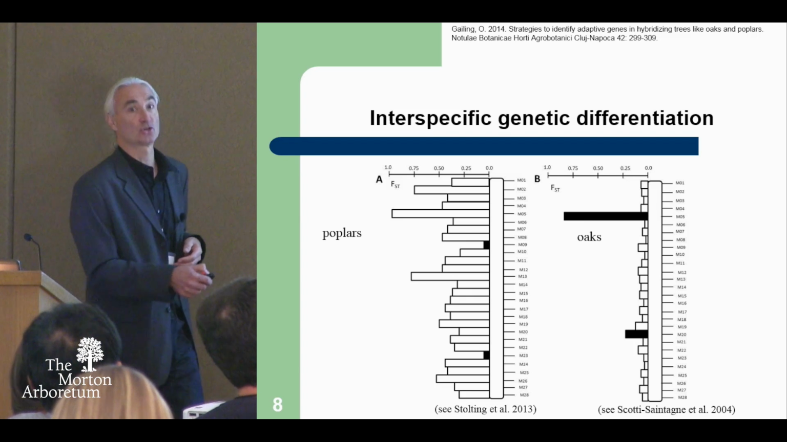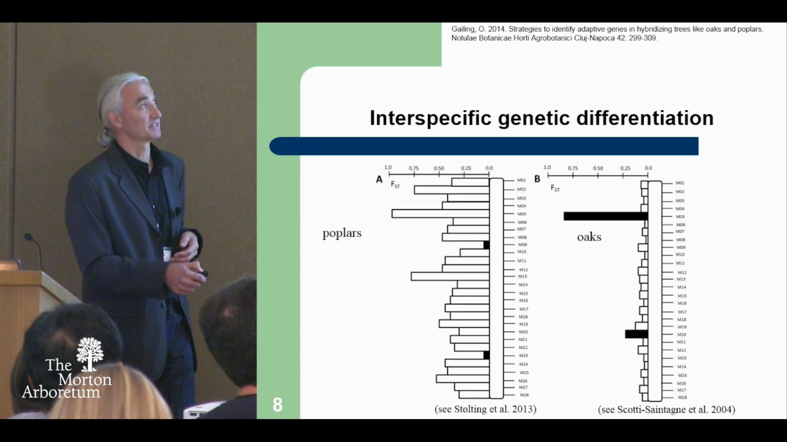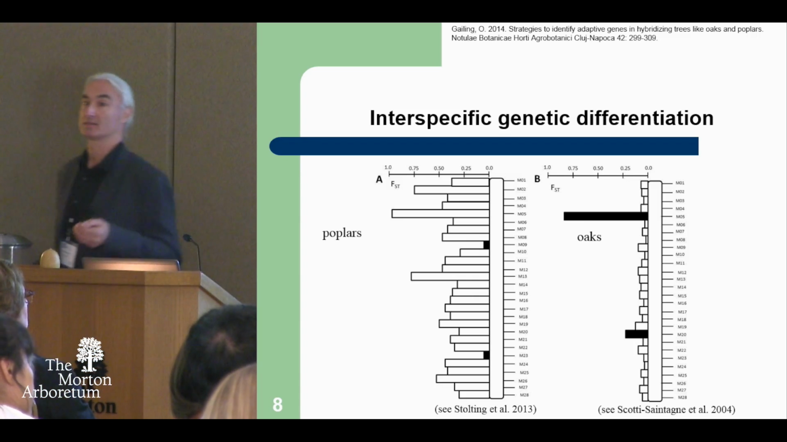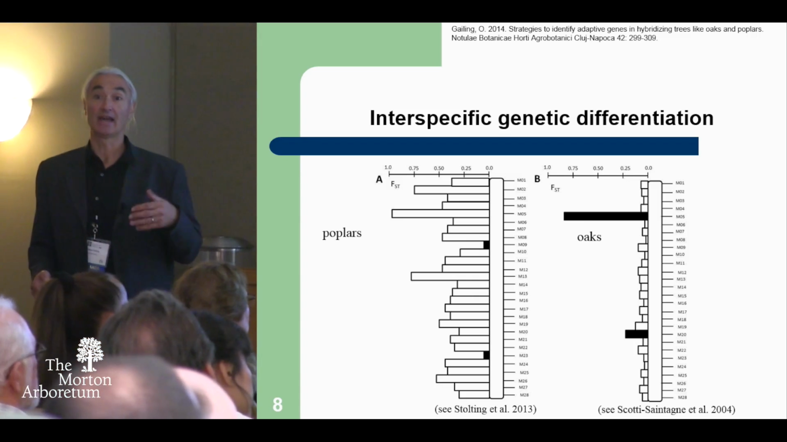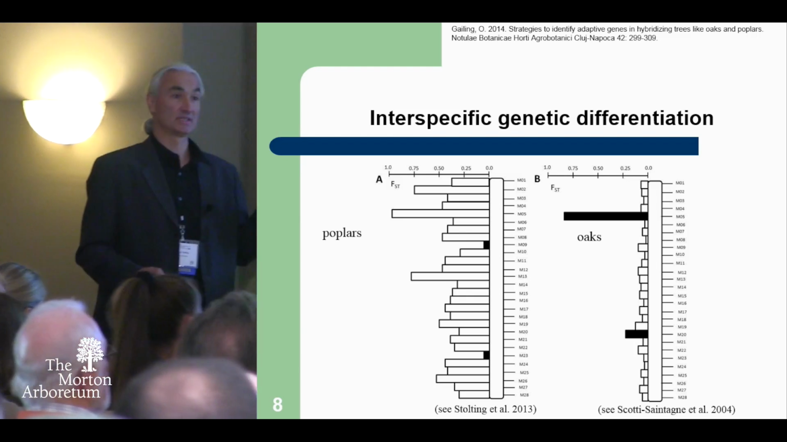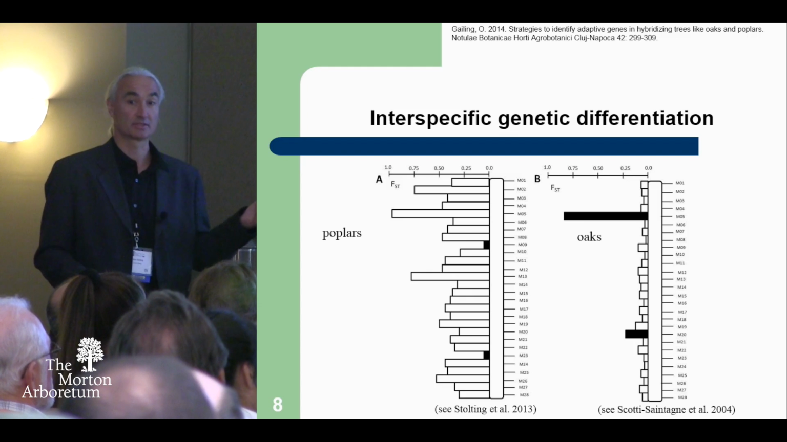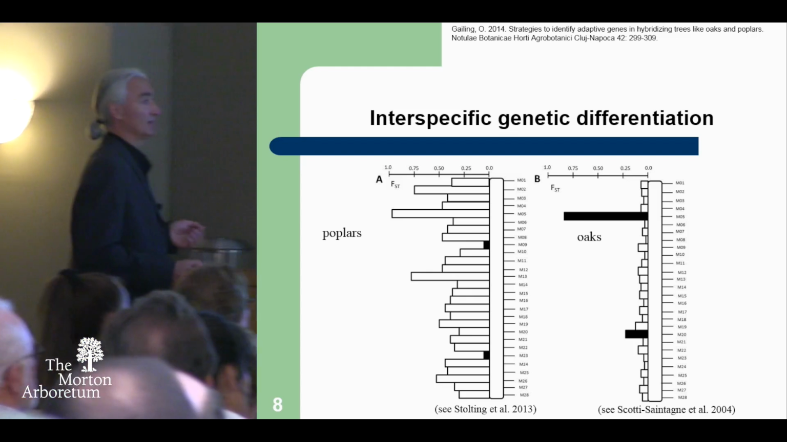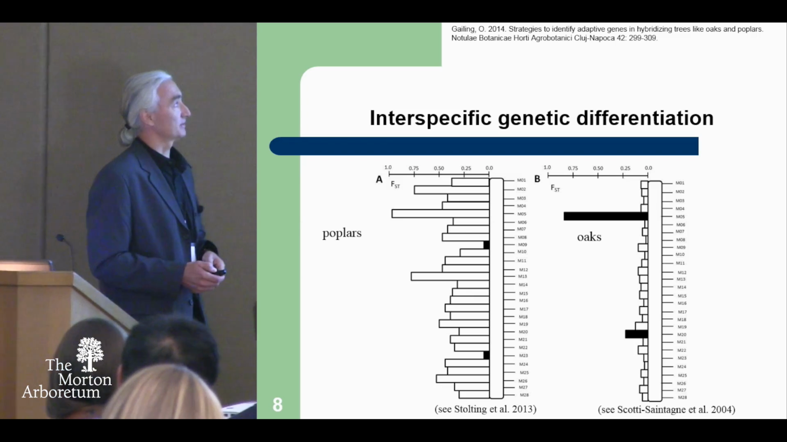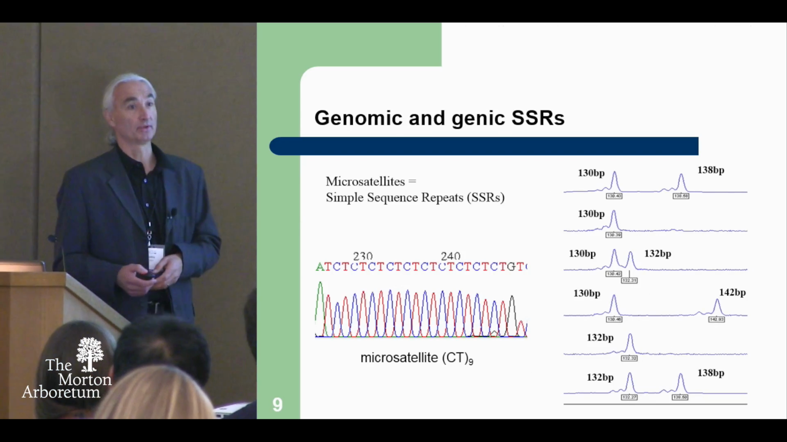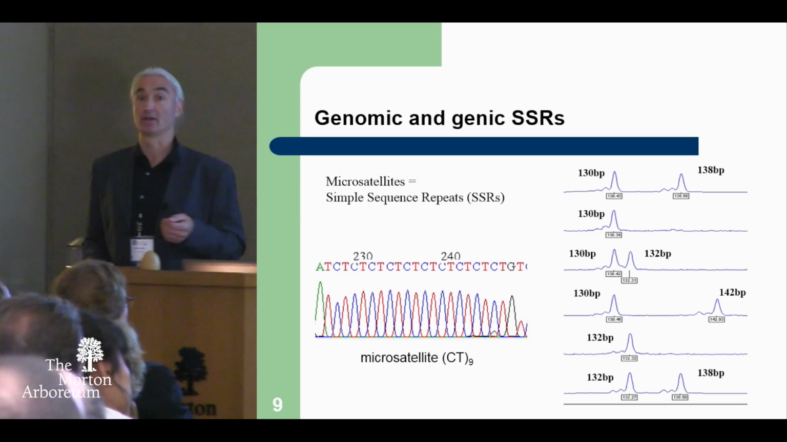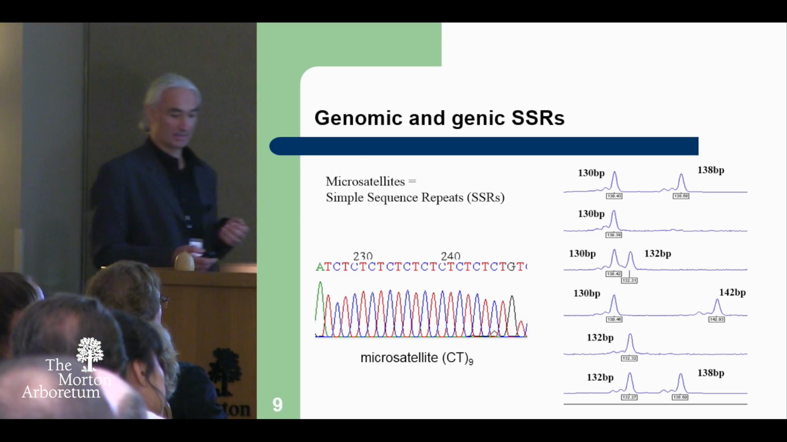And this is a measure of interspecific differentiation. But apparently, there are a few markers that show surprisingly high interspecific differentiation that somehow resist the homogenizing forces of interspecific gene flow. And we see different patterns in poplar, for example. So we looked at the interspecific differentiation using also microsatellite markers.